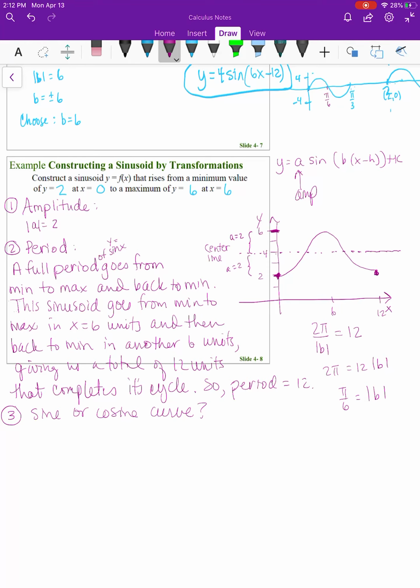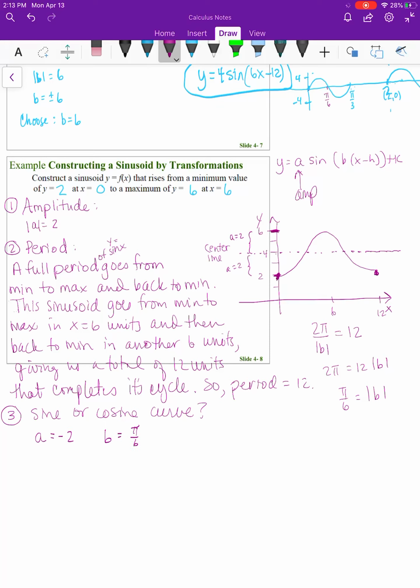And this, to me, since it's at its lowest point at 0, that tells me to use a negative cosine curve. So how do I make that cosine curve negative? Well, that's in the amplitude. So I'm going to choose my amplitude to be -2. Okay?